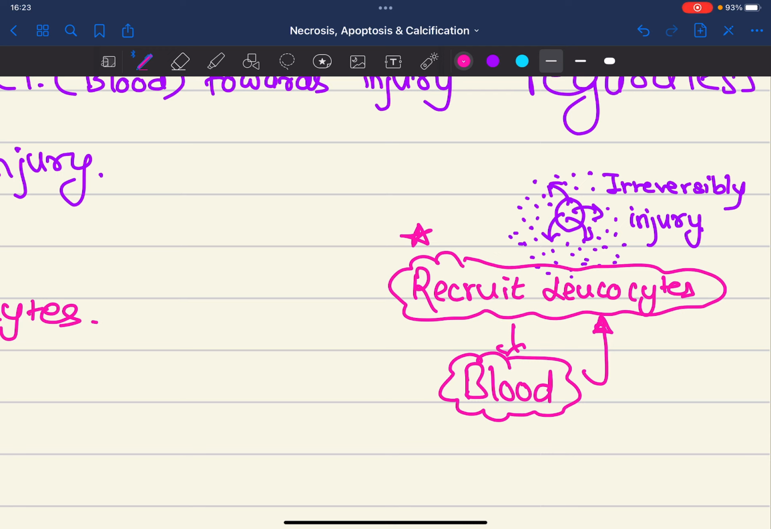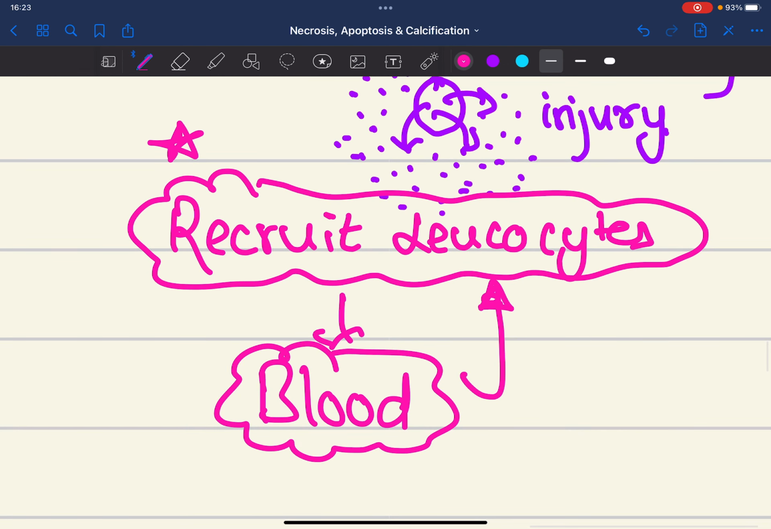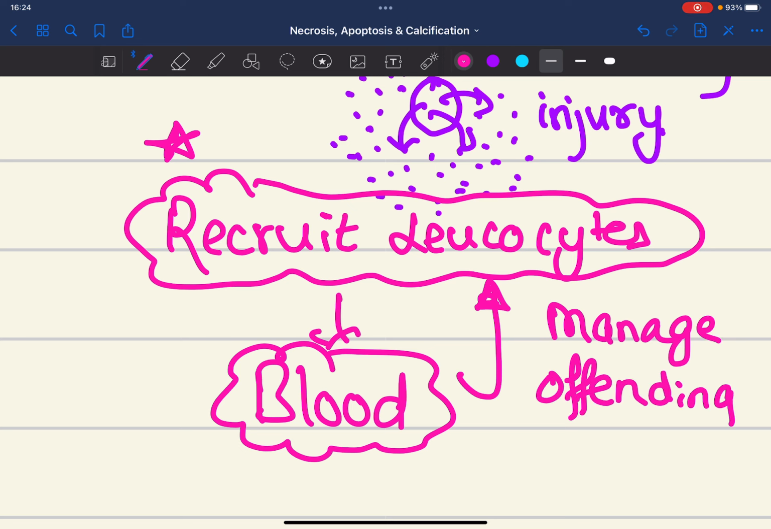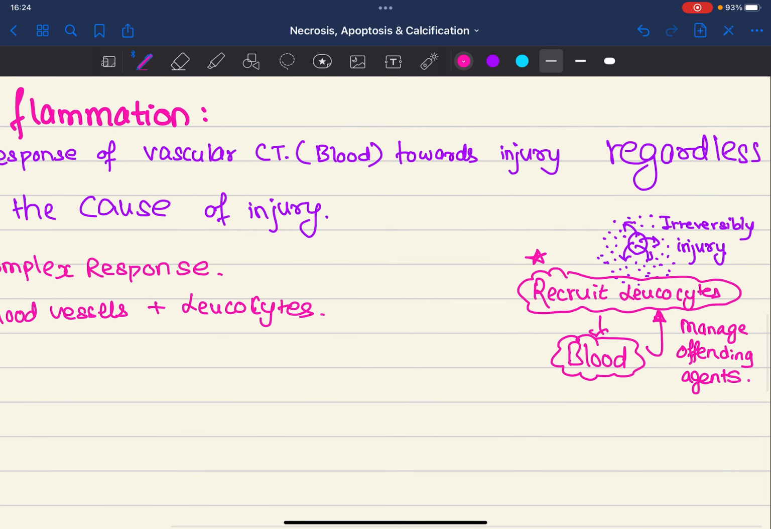First of all, there are vascular events, then there are cellular events. First of all, the blood needs to recruit leukocytes, and at the last, those leukocytes need to manage those offending agents. This is the inflammation.